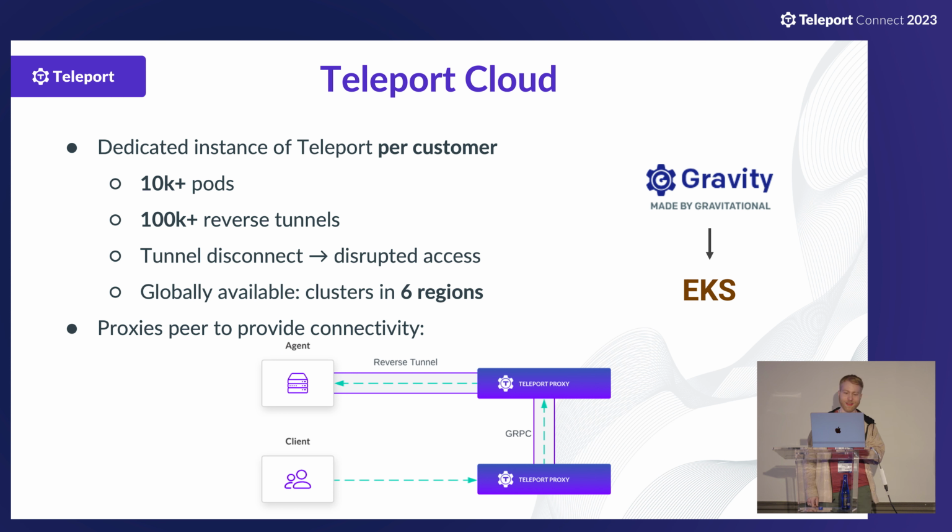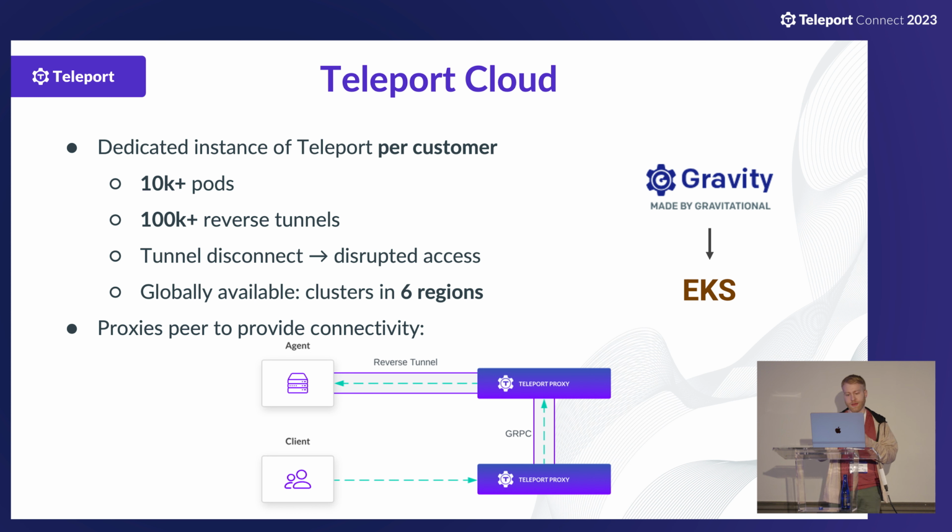Teleport Cloud is really different. Teleport Cloud is many instances of Teleport, one per customer. We run over 10,000 pods, over 100,000 reverse tunnels. If any of those tunnels are disconnected, any active connections going through them get disrupted. So we really care about stable ingress, making sure that we can update our infrastructure without disrupting customer access to anything. And finally, it's clusters that are deployed into 6 regions. It's a total of 7 Kubernetes clusters.